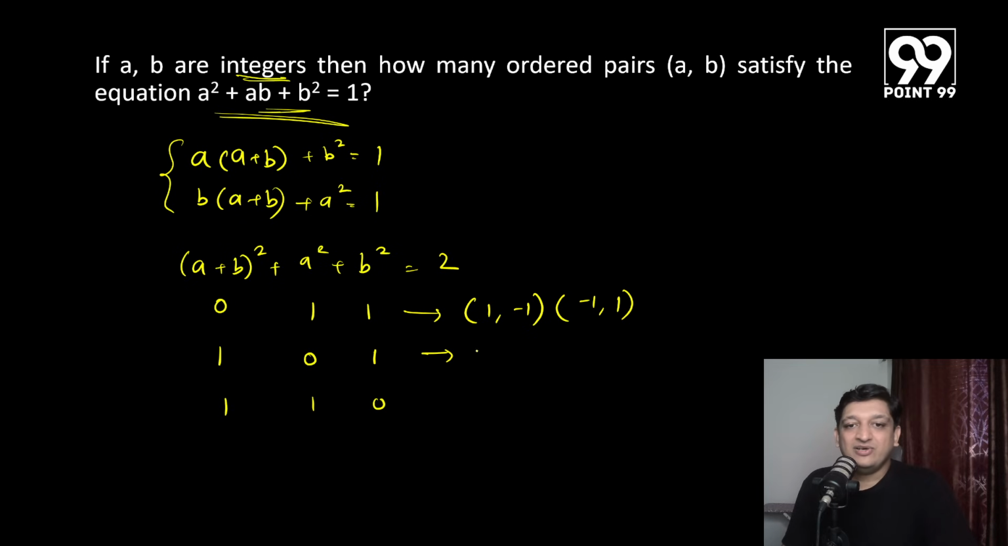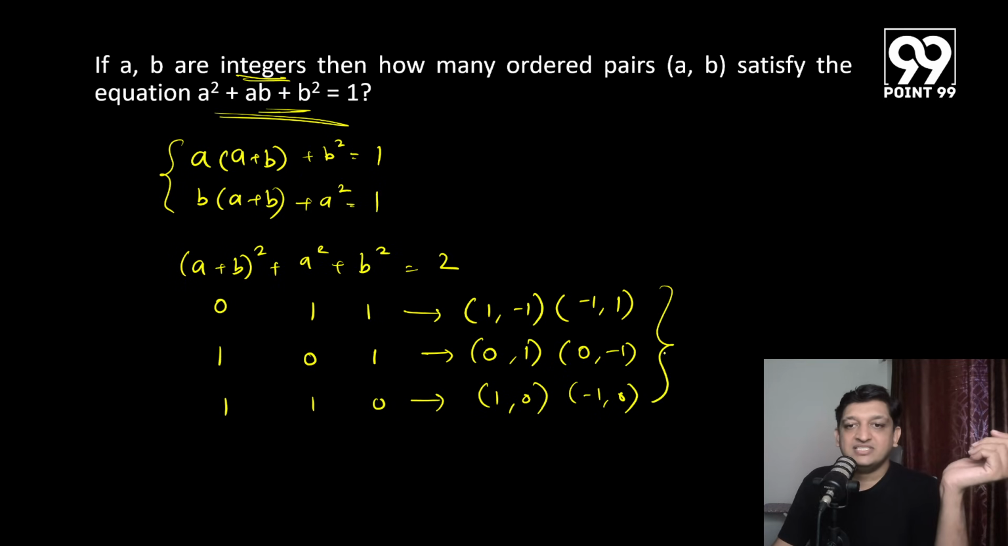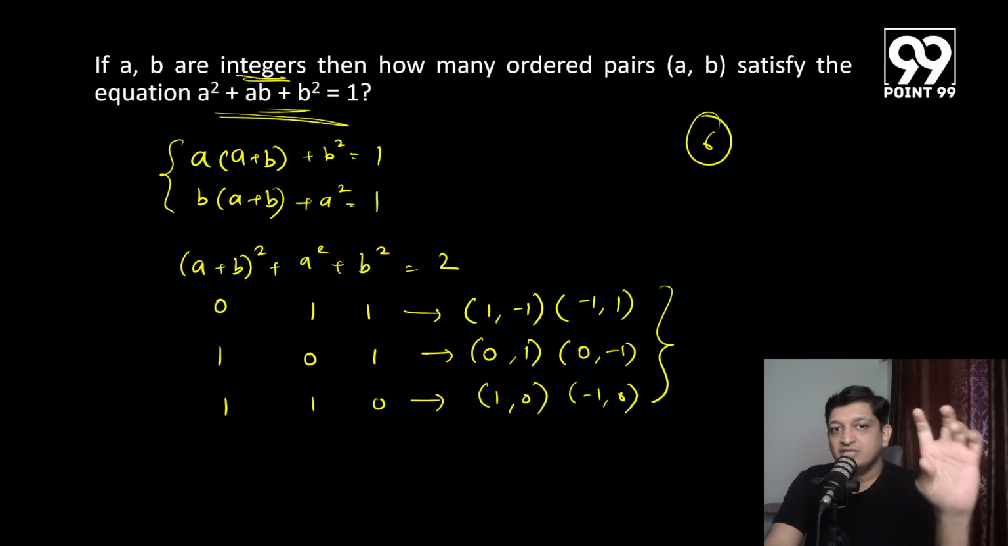A square is 0, so a definitely has to be equal to 0, but b square is 1 means that b will be either plus 1 or minus 1. And finally, we know that b square equals 0. So it's the same thing. B will be equal to 0, but a will be plus 1 or minus 1 in this particular context. So if you do this, you will end up getting 6 ordered pairs or 6 solutions that will satisfy the equation. So this is one thing you can do.